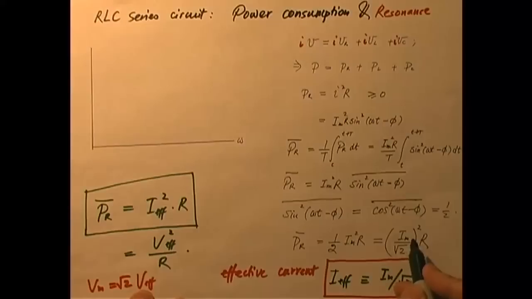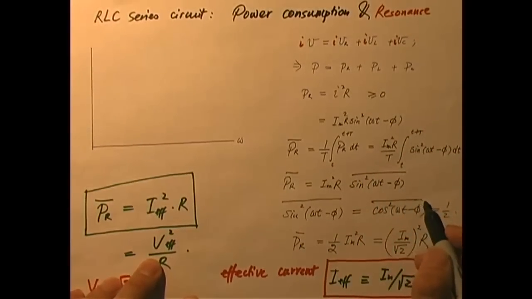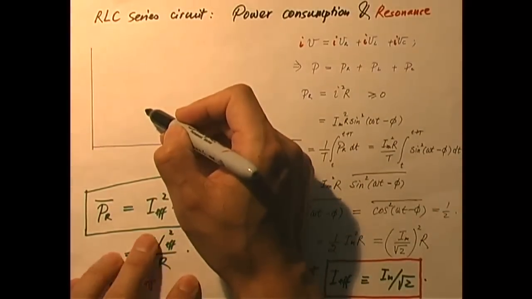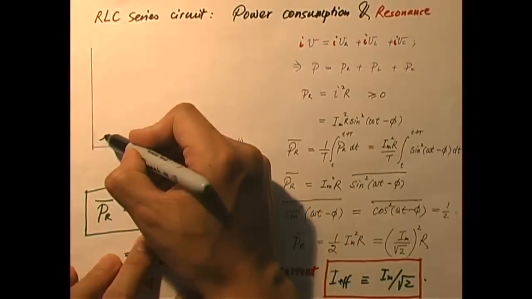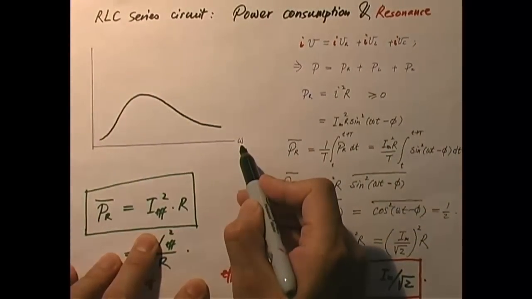Now, the peak value I maximum itself is a function of omega, as you know. It is in fact given by I maximum equals V maximum divided by this expression which has L, R, C and omega. You recall? Okay, so if I plot I as a function of, actually, the frequency omega, I'm going to get something like this.